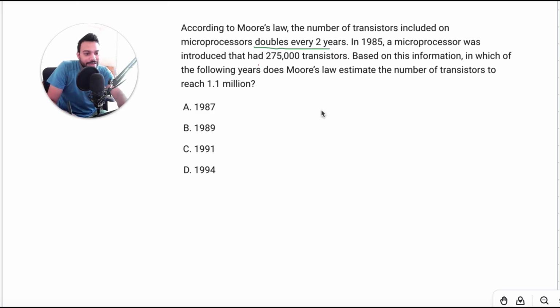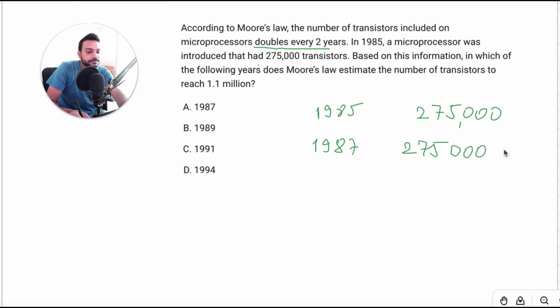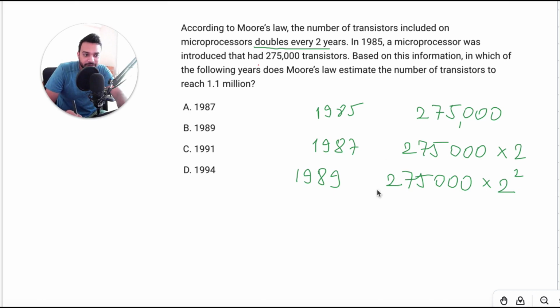So in 1985, they've given us that there was 275,000 transistors. Now every 2 years it's doubling. So the next thing, in 1987, it's going to be 275,000 times 2. In 1989, it's going to be 275,000 times 2 squared.